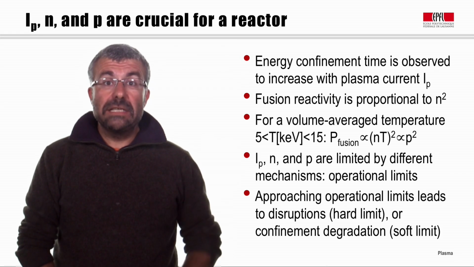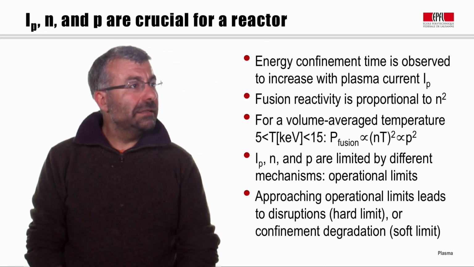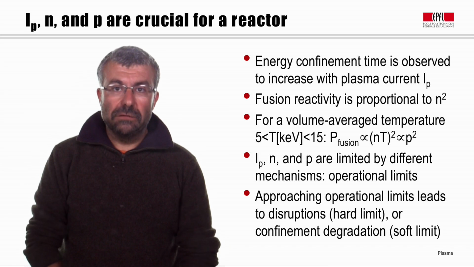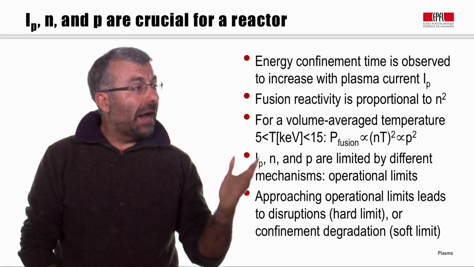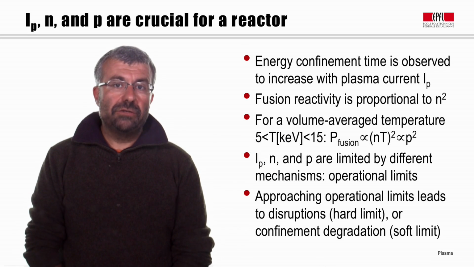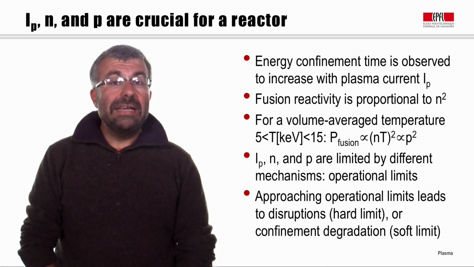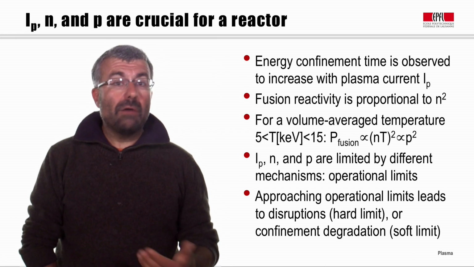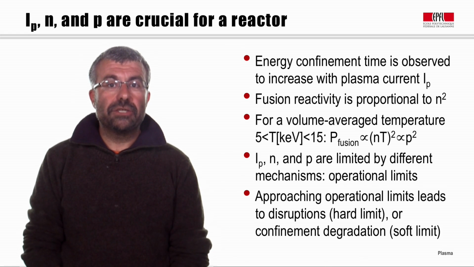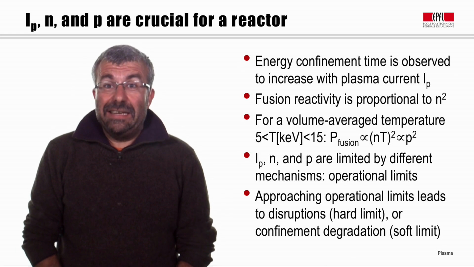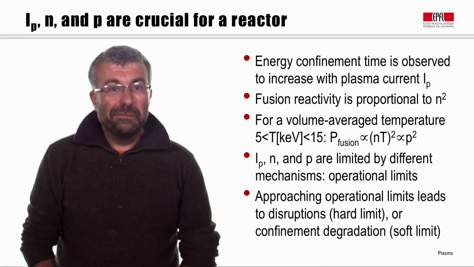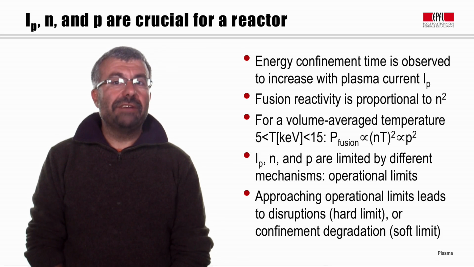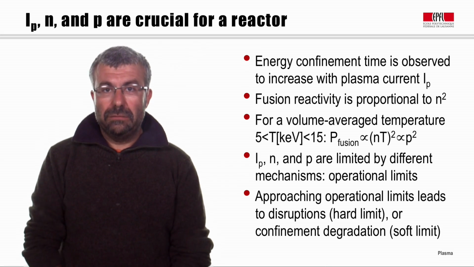The fusion reactivity is proportional to the square of the plasma density, N square. And then if we work in the typical temperature range that is optimal for fusion reactor, which is in the range between 5 and 15 keV, in this temperature range, the fusion power, P, increases as the square of N times T. So NT square, fusion power is proportional to the square of the plasma pressure. Now we have seen immediately that there are three main factors for fusion performance: plasma current, IP, that leads to the energy confinement time, then density and pressure, P.